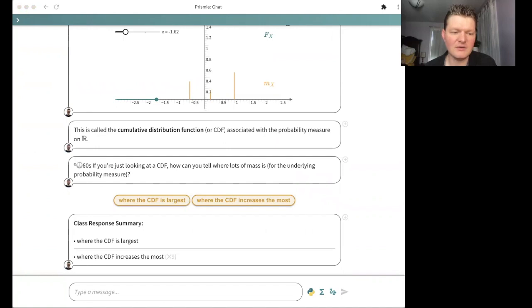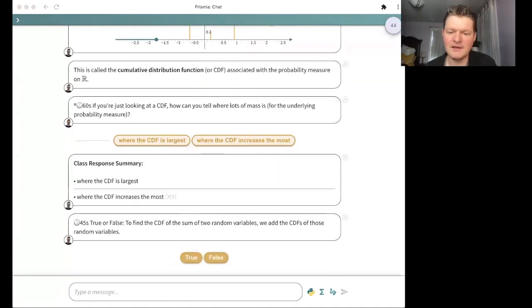Okay, here's another question to kind of check for understanding. So let's say to find the CDF of the sum of two random variables, we're just going to add the CDFs of those random variables. Does that work, or is that the wrong thing?